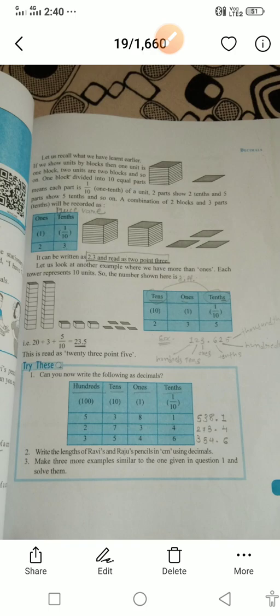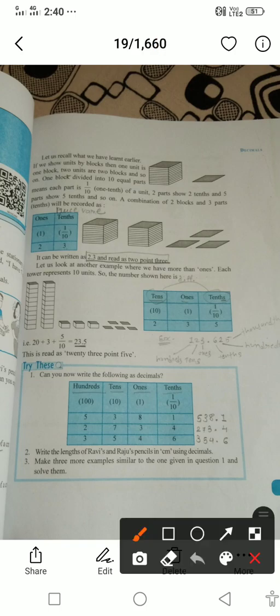Make 3 more examples similar to the one given in question 1 and solve. In question 1, whatever is given here, you have to write exactly more answers by yourself. You have to find another number by yourself.